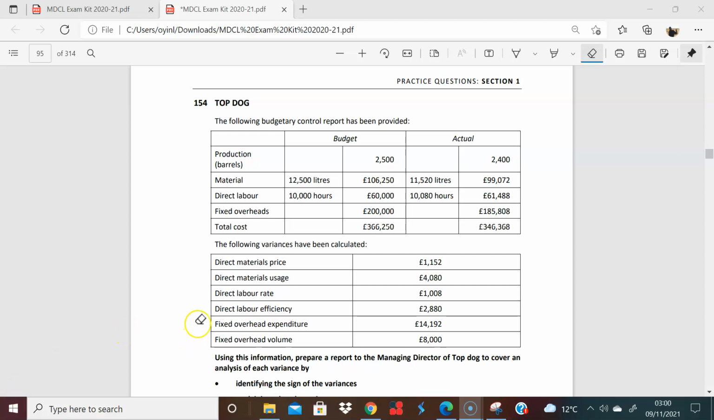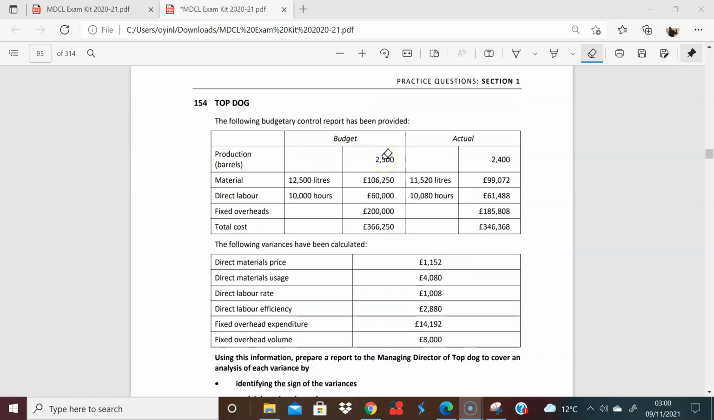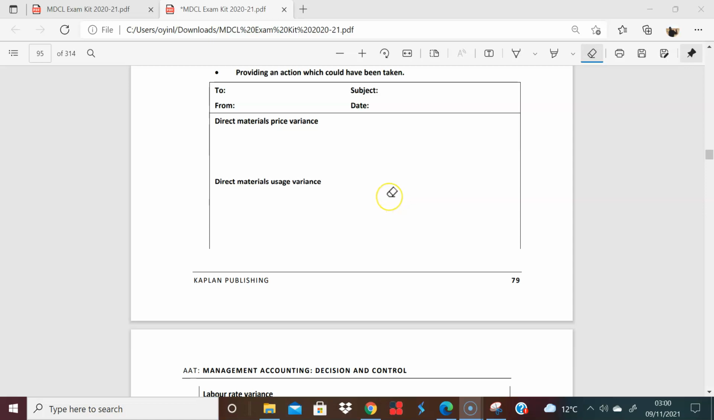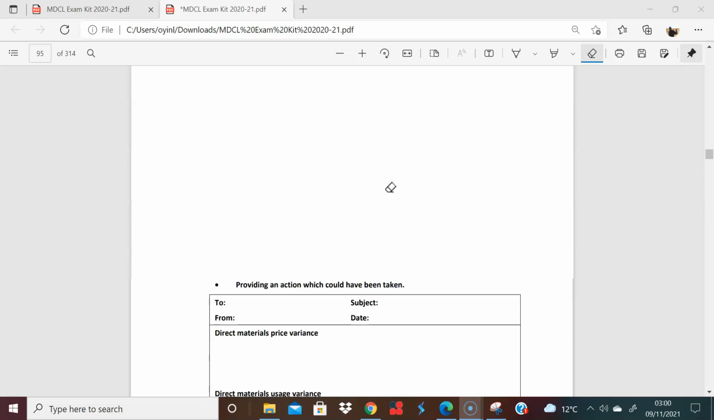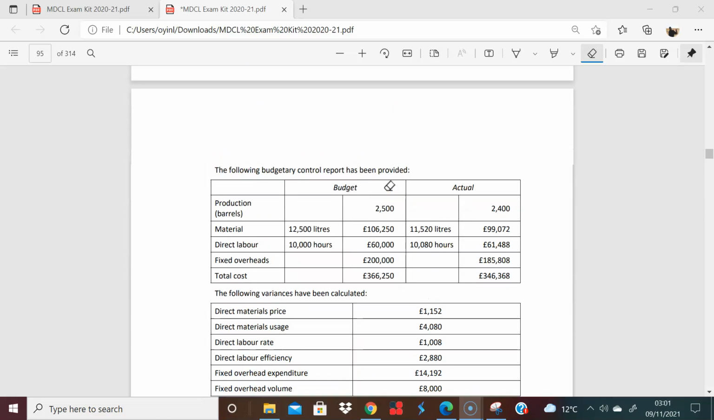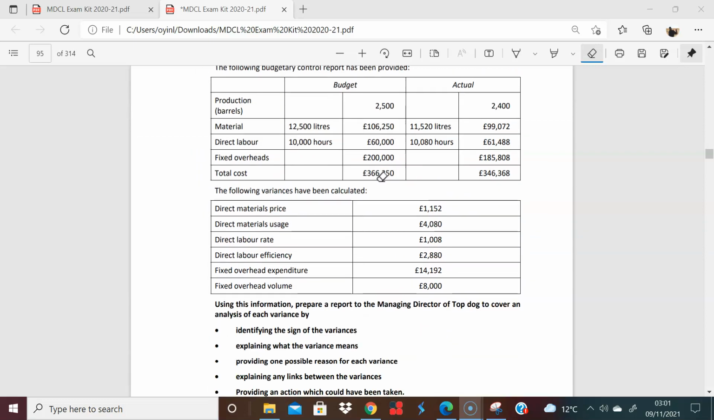Okay, right. So here with Top Dog, they've given us some of the variances. The thing is, I find this interesting because they don't tell us whether they're positive or negative, so you have to still do the working. There's nowhere for us to go. It feels like we still have to do the calculation, because I don't think it's even possible just by looking at this to know whether one is positive or negative. So we have to calculate it.